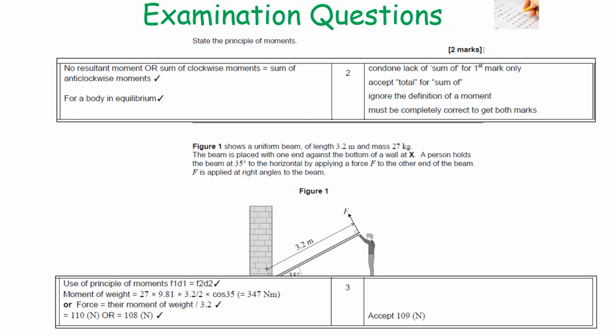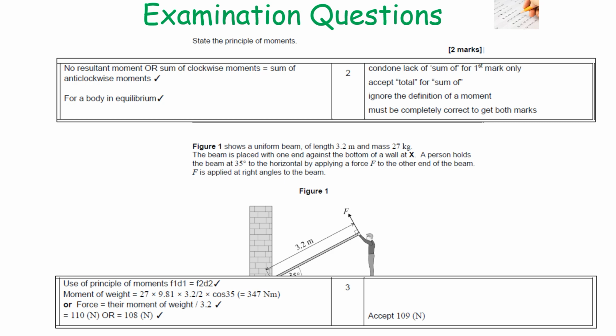Now you know that the mass is 27, so you can do 27 times 9.81 times 3.2. But also just be aware that we're going to take our component working through as well. So we can say working through to be 2 times cos 35, by looking at the angle, so that equals 347 newton meters.